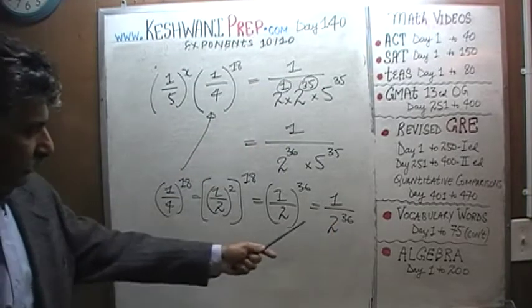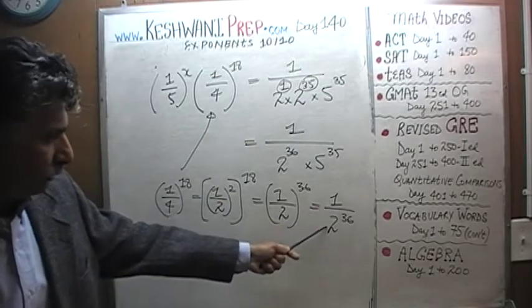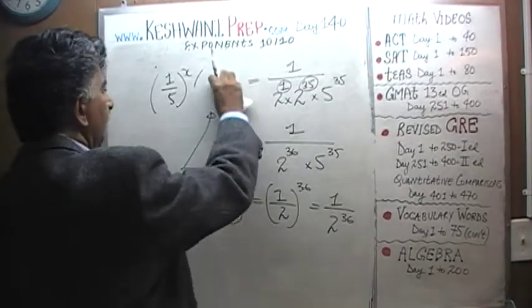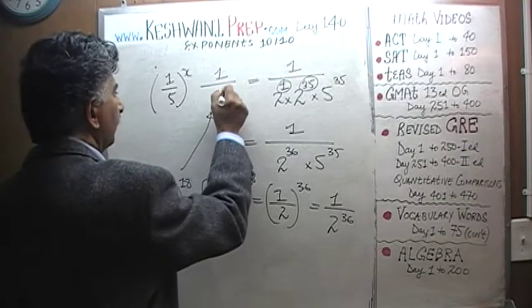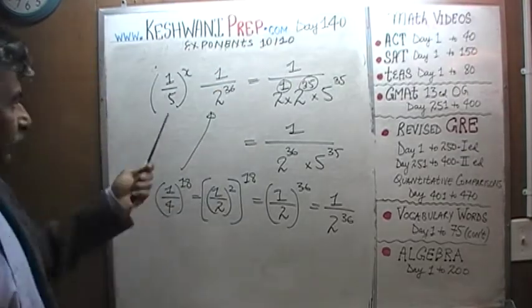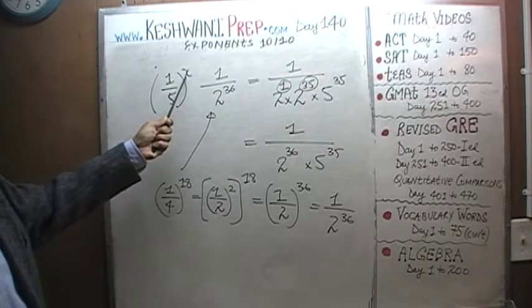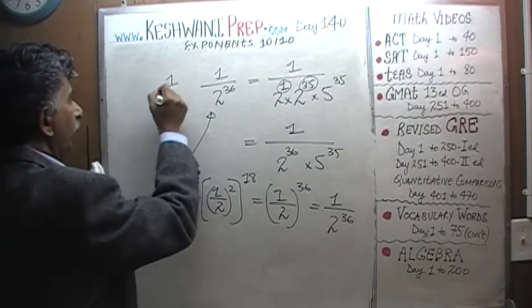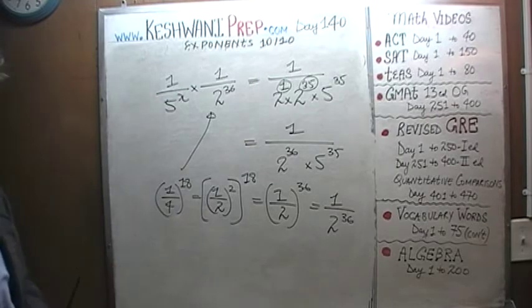Of course, it's 1 raised to 1 over 2 raised to 36. So this quantity is 1 over 2 raised to 36. And this quantity, 1 over 5 raised to x, is what we're dealing with. It doesn't matter what x is, 1 raised to any power is just 1. So this can simply be written as 1 over 5 raised to x. You see where we're going with this thing?